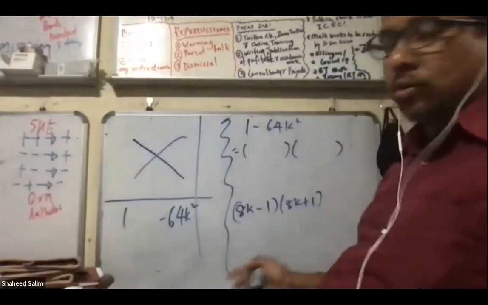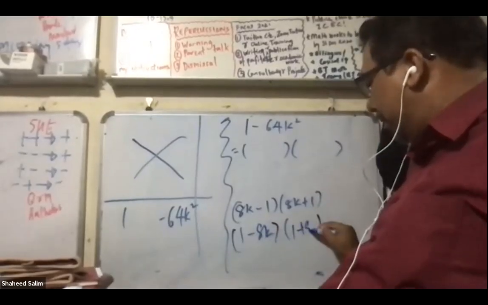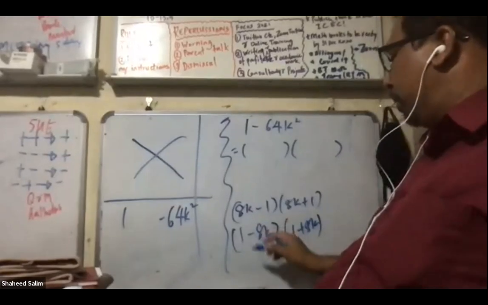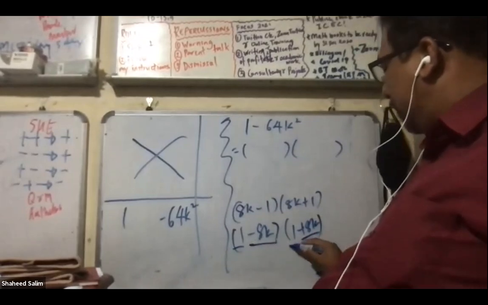Minus 8k plus 1, is it? Is that what you're saying? Or the other way around? Or is it 1 minus 8k, 1 plus 8k? Which one? Minus 8k plus 1. Okay, all right, no problem. So you are taking the minus 8k plus 1, and plus 8k plus 1. Correct.